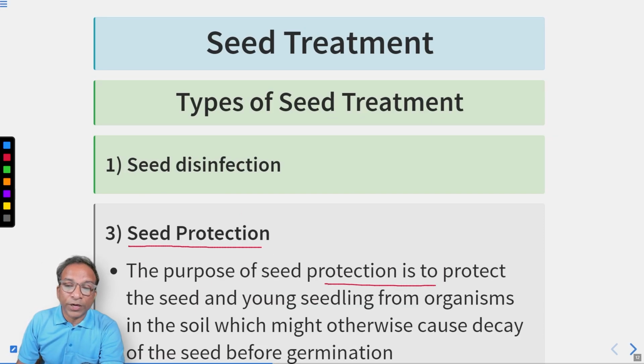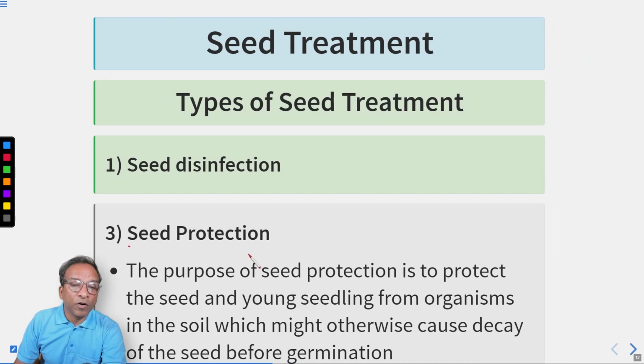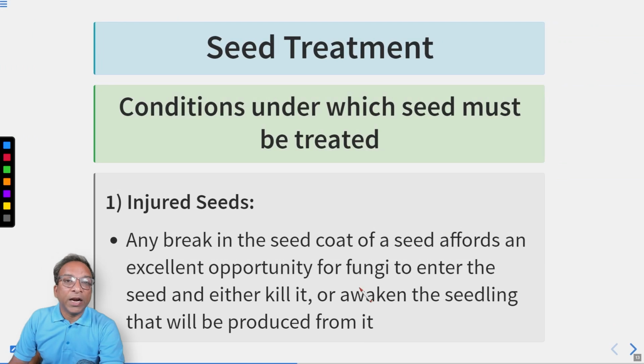Next is seed protection. The purpose of seed protection is to protect the seed and young seedling from organisms in the soil which might otherwise cause decay of the seed before germination. So what is the purpose of seed protection? The purpose is to protect the seed and young seedling from organisms in the soil which might otherwise cause decay of the seed before germination. So this is important. Next, the conditions under which the seed must be treated.